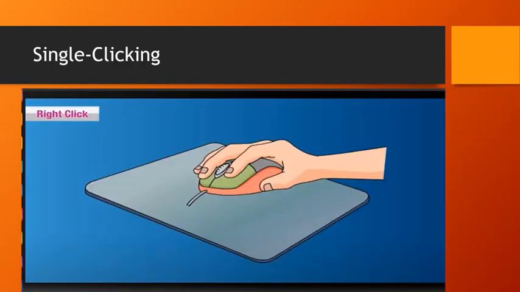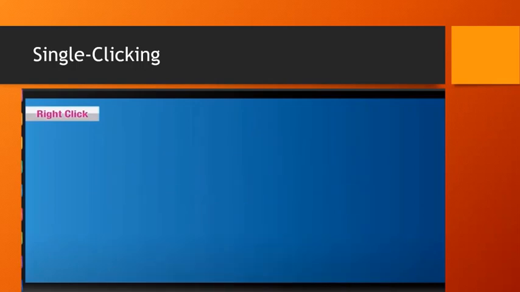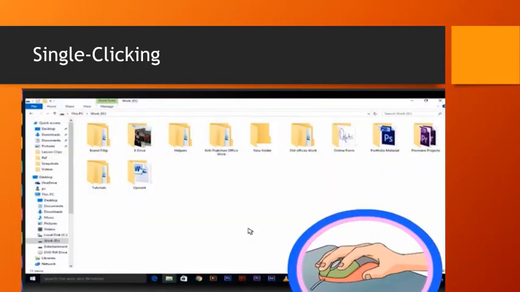Next is right click. Pressing and releasing the right mouse button is called right click. Children, when you right click on the document or any program, it displays a menu which has a list of commands for the selected items. And this is called pop-up menu or shortcut menu.